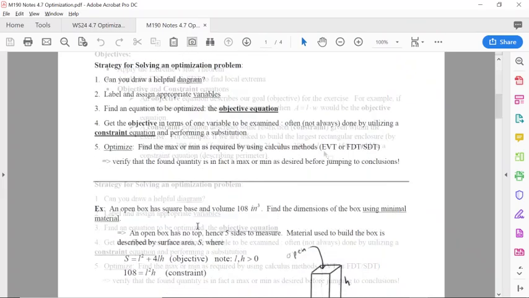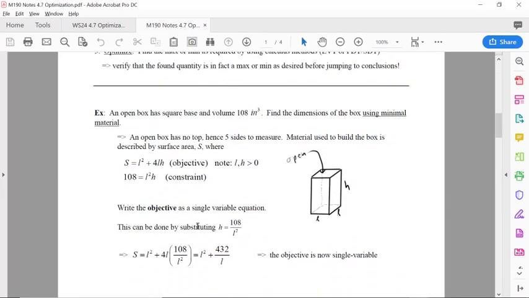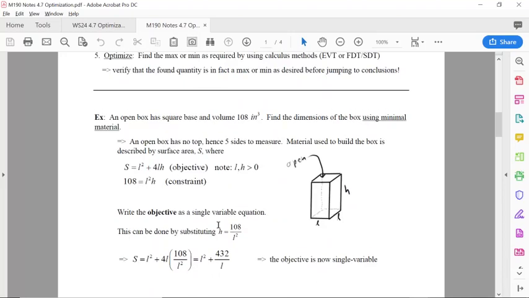So in the typed notes, I have a few examples here worked out. Not all the details are included, but you should be able to fill in the gaps. I did the main body of work in constructing an objective equation and utilizing constraints in order to get the objective to a single variable equation, and showing you where you can find the answer.